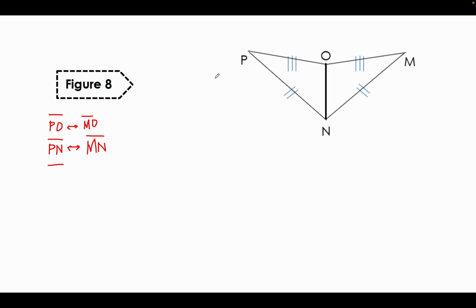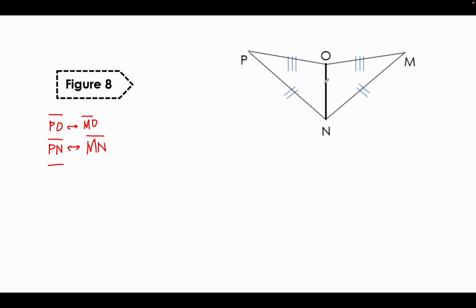PN, PM. PM is not a side. Take note, if we're going to separate the two triangles, di ba? Triangle PON and triangle MON. Another way to look at this figure is to draw them separately. I-drawing nyo sila ng bukod.